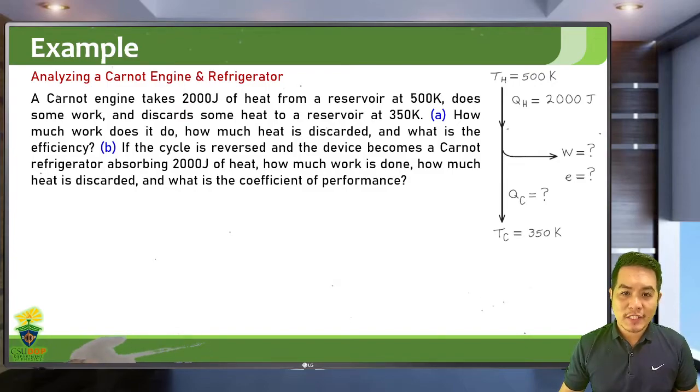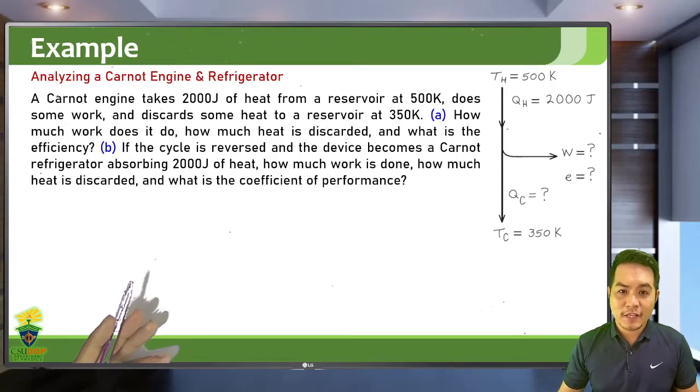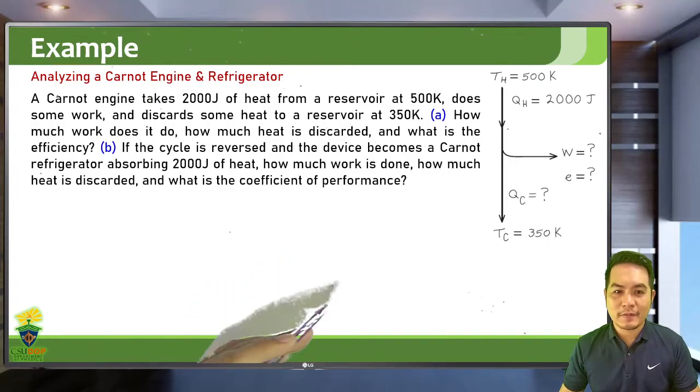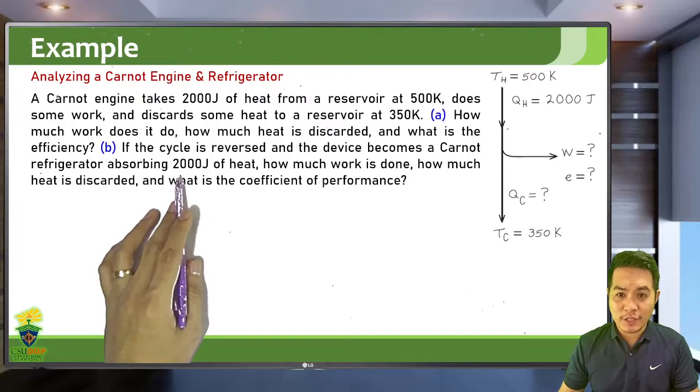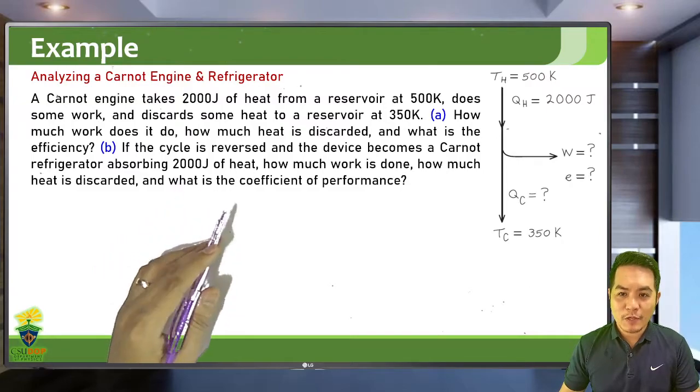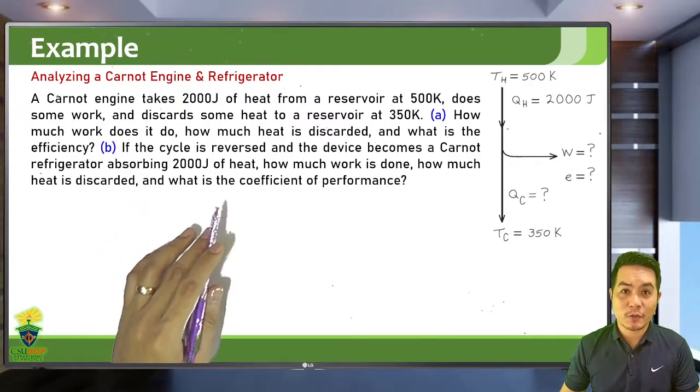So how much work does it do? How much heat is discarded? And what is the efficiency? So that's for letter A. For letter B, if the cycle is reversed, so it becomes a refrigerator absorbing heat from the cold region, how much work is done, how much heat is discarded, and what is the coefficient of performance?